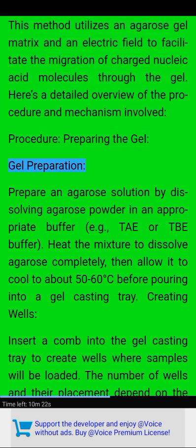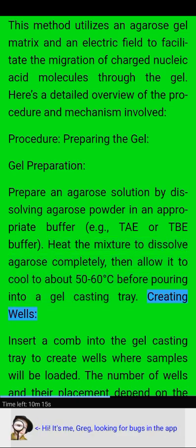Procedure: preparing the gel. Gel preparation. Prepare an agarose solution by dissolving agarose powder in an appropriate buffer, e.g., TAE or TBE buffer. Heat the mixture to dissolve agarose completely, then allow it to cool to about 50-60 degrees Celsius before pouring into a gel casting tray.